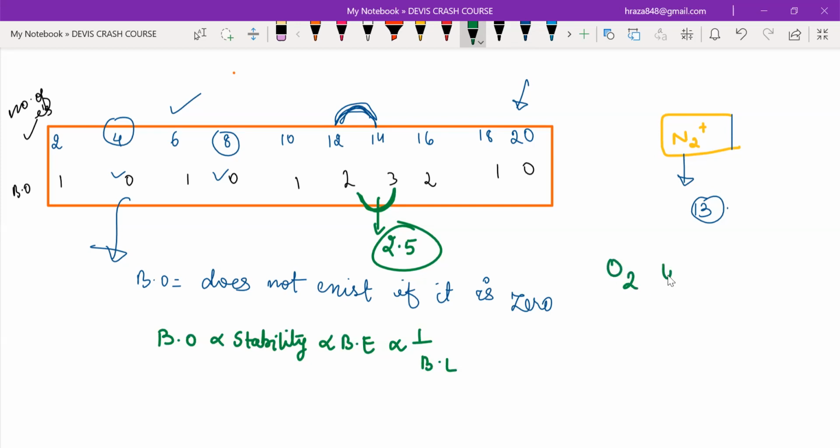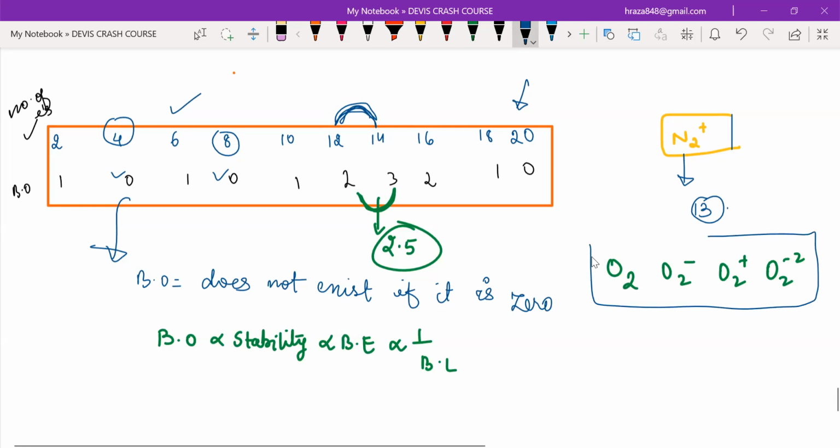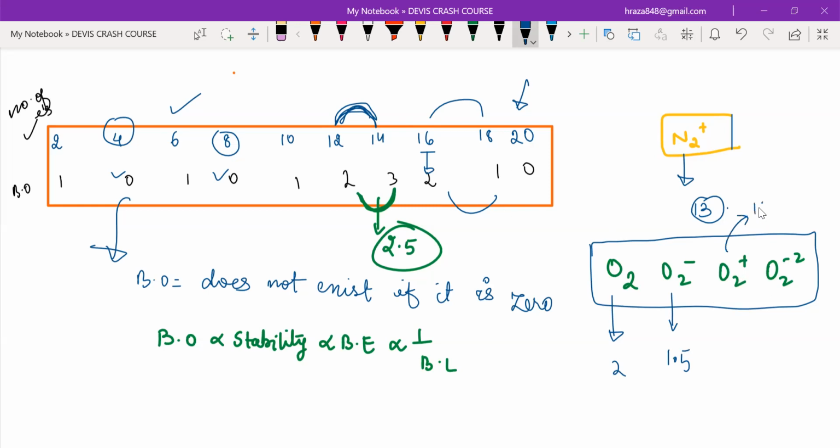If the question is asked in terms of this, such as arranging them in increasing order of bond length, first calculate the bond order. O2 bond order is quite easy. O2 minus has 17 electrons, so the bond order is 1.5. O2 plus means 15 electrons, so the bond order is 2.5. O2 2 minus means 18 electrons, so the bond order is 1.